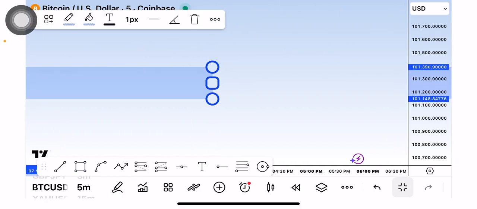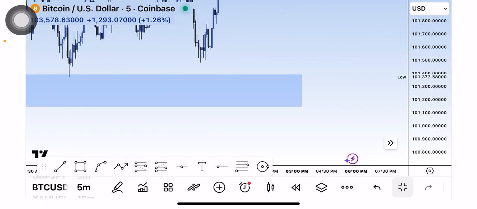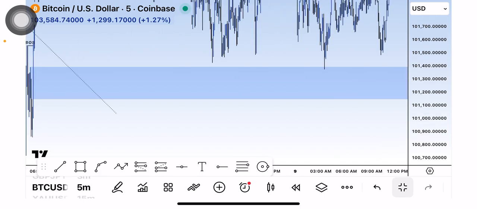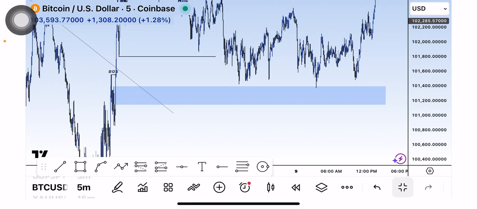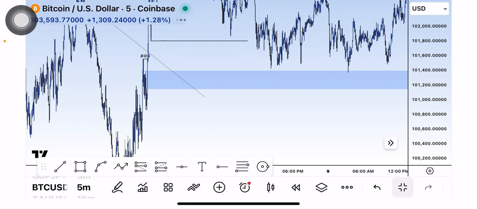After marking out this 5 minutes breaker block to be my entry, I'm going to use this 5 minutes breaker block to be my entry. That's how I got my entry. I will show you guys the setup. This is the chart before.